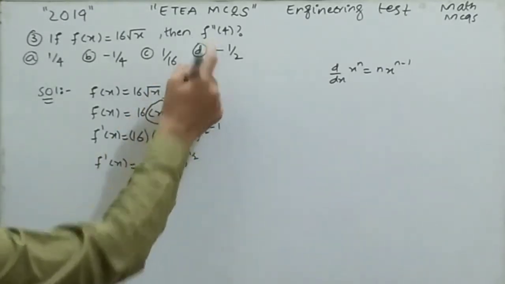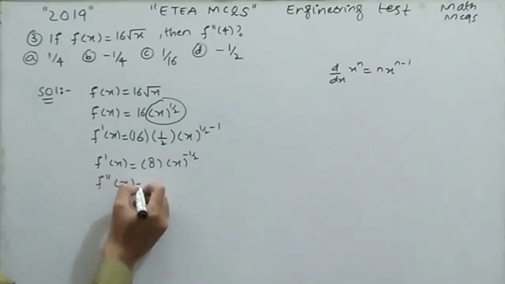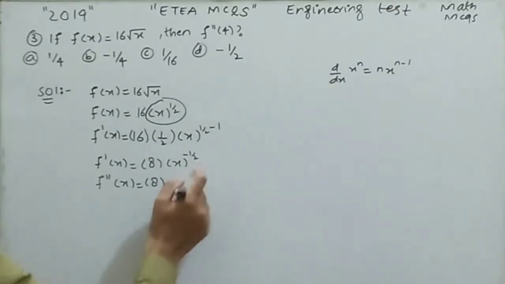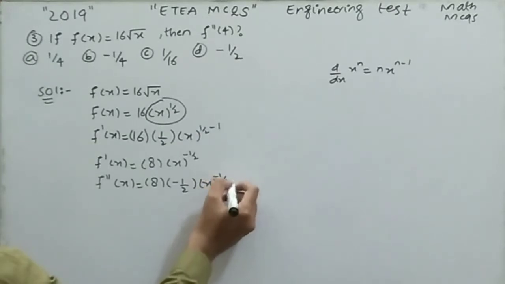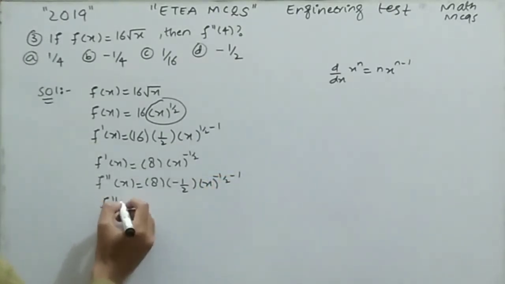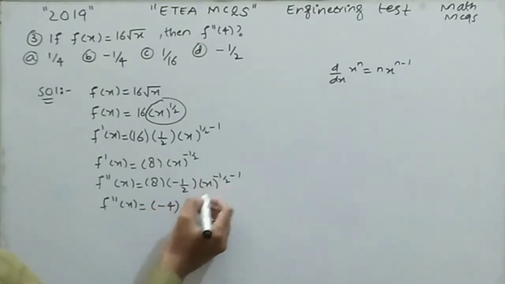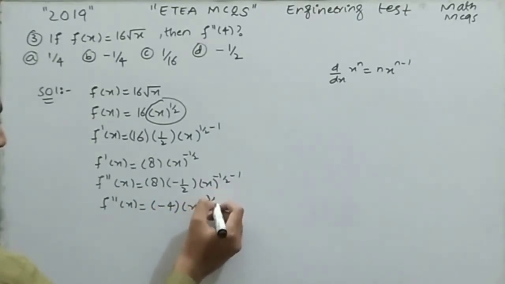Now they tell us to find f double prime of x. It means that we will differentiate this function again for the second time. So this 8 is a constant, it will come down as it is. Again using the same rule, the power will come to the front and we subtract 1 from the power, so minus 1 by 2 and minus 1. So our f double prime of x will be 8 by 2, which gives us minus 4, into x power minus 1 by 2 minus 1, which gives us minus 3 by 2.